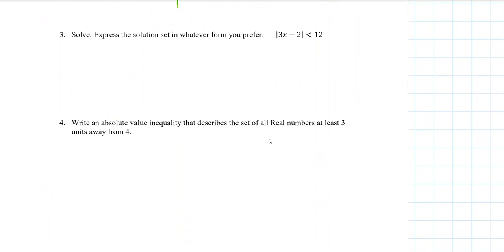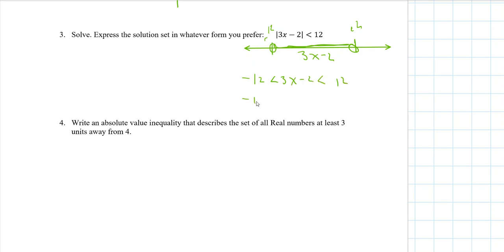Here, probably easiest to do this as a conjunction algebraically. So it looks like this. If you think about the number line here, things whose absolute values are less than 12 have to live in between 12 and minus 12. But what lives in between here is not x, but 3x minus 2 lives in here. So that means that minus 12 is less than 3x minus 2 is less than 12.